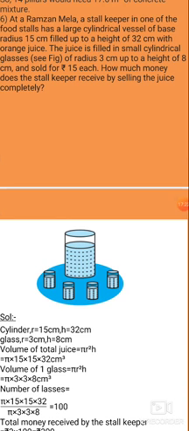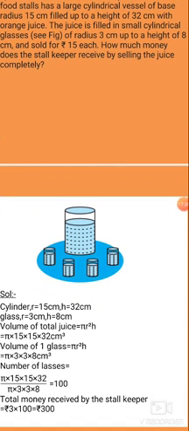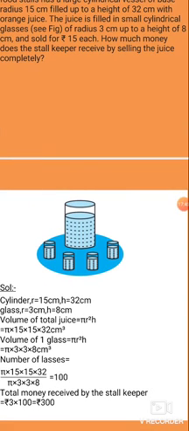Now pi and pi are cancelled, 3 and 15 are cancelled, 5, then another 3 and 15 are cancelled, 5. 32 and 8 are cancelled, 4. Then multiply all that. Okay, at last what we get? Number of glasses is equal to 100. Now the last step, what? You need to find out the total money received by the stall keeper. So per glass how much? Rupees 3. So multiply rupees 3 into 100 is equal to what? Rupees 300. Clear, students?